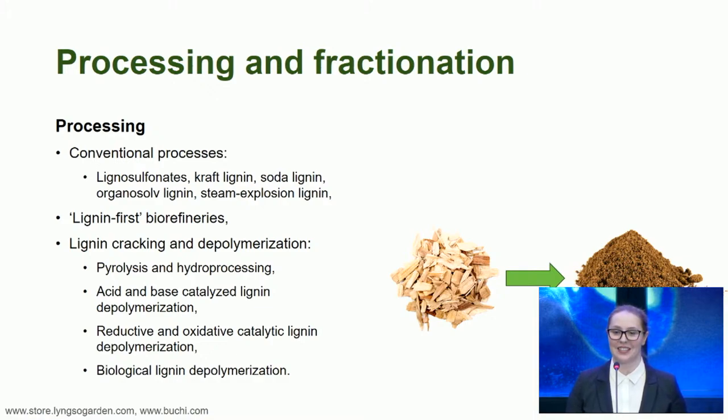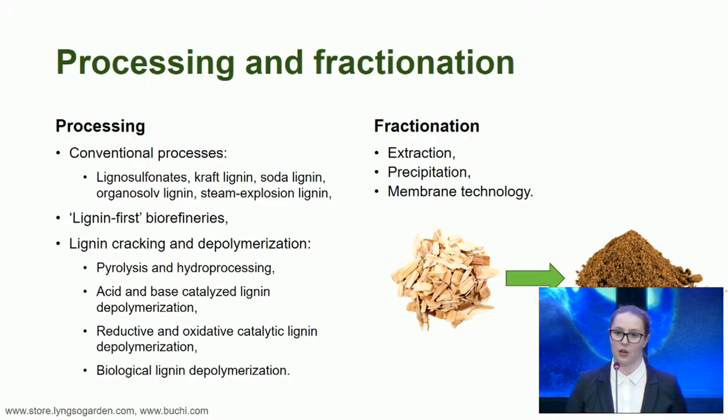To depolymerize lignin into different molecules, which can further be utilized as chemicals and in materials. Lignin, which is currently produced, is quite polydispersed. Therefore, fractionation techniques such as extraction using different organic solvents, precipitation using different pH, or membrane technology are used to narrow down the dispersity of lignin. And therefore, the fractions which can be obtained afterwards are more defined in terms of their structure and molecular weight.